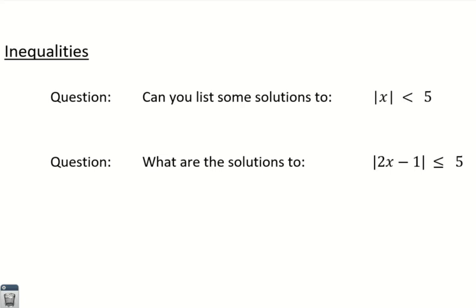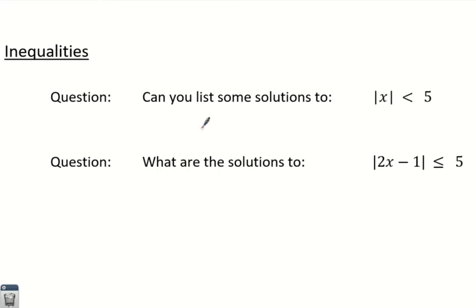Now let's move on to inequalities, where we have less thans and greater thans and so on. Let's start with the less thans, less than or equal to, because we're also going to draw a line, so to speak, between the less than stuff and greater than. It's going to be two different scenarios. So can you list some solutions to the absolute value of x is less than 5? What kinds of numbers would make that true?